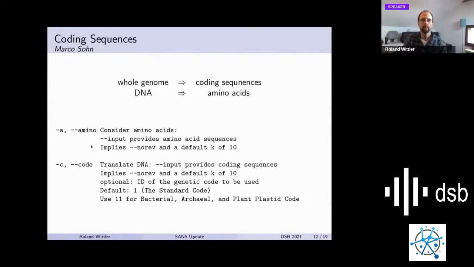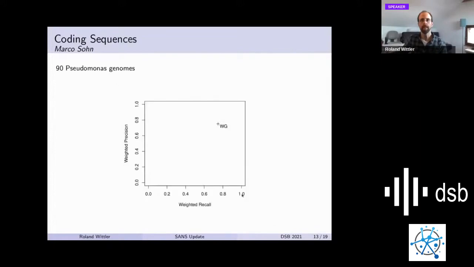So Marco implemented this larger alphabet, and now you can feed Sohn with amino acid sequences as input, or you can also feed it with the coding sequences which are untranslated, and Sohn will do the translation then, and you can even select the genetic code that you want to use for the translation. So how does it perform in practice?